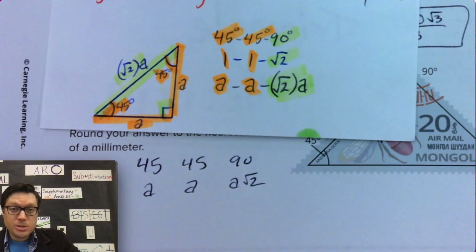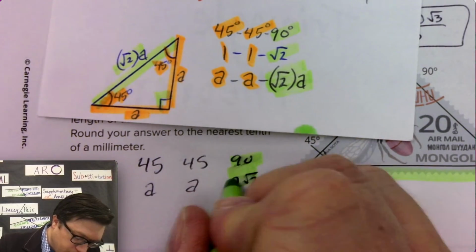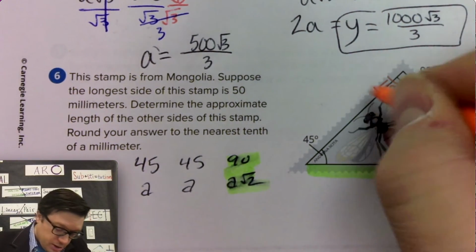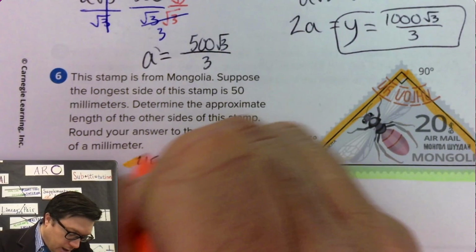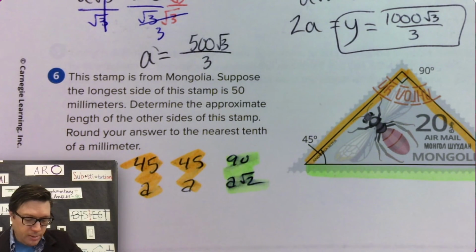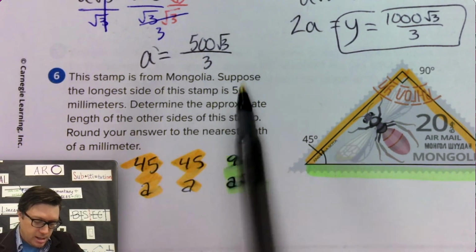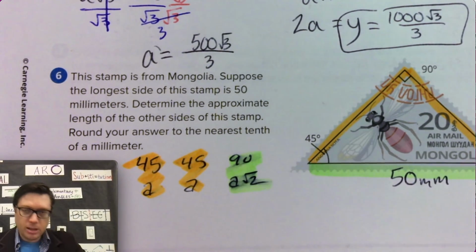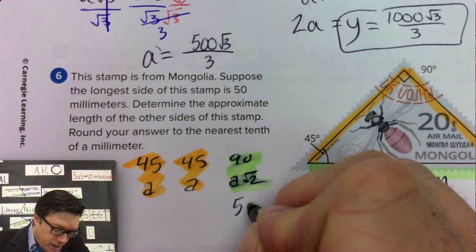The hypotenuse, green. So I'm going to highlight the hypotenuse green. I'm going to highlight the structure of this setup green. The sides are orange. So I'm going to highlight orange, highlight orange, highlight orange, highlight orange. And then I'm going to put some information in. Suppose the longest side of the stamp is 50 millimeters. Drop in a 50 mm for millimeter on the bottom edge. And then put 50 in line with a.